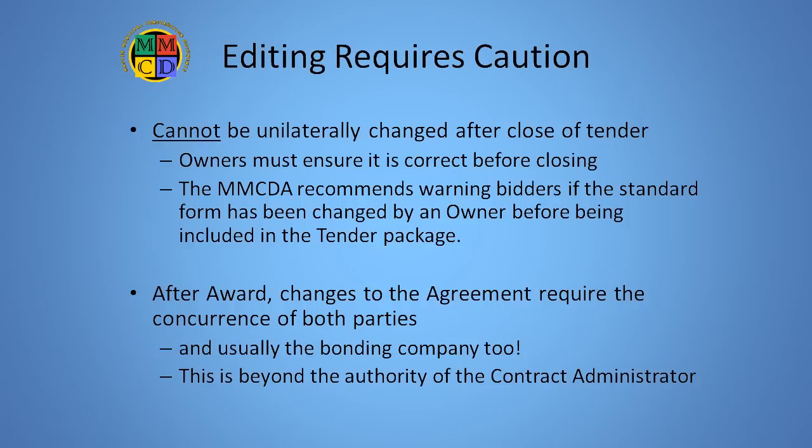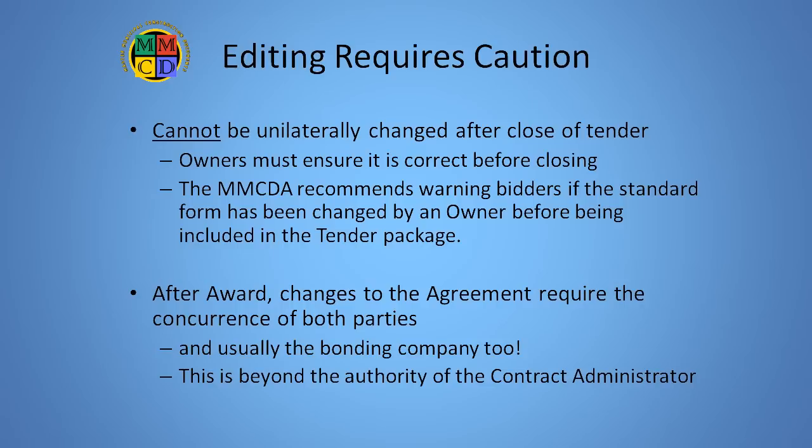Because that risk analysis is done on the basis of the form of agreement, which is provided prior to tender close, no unilateral changes are allowed to be made to it subsequently. This means that if the standard form is to be altered, the tender author must get it right prior to closing. The MMCD Association strongly discourages owners from modifying the template language and expects tender authors to merely fill in the blanks. In fact, the association suggests that if owners have altered the standard language, this is so important that a special cautionary note should be created to advise tenderers of this change.